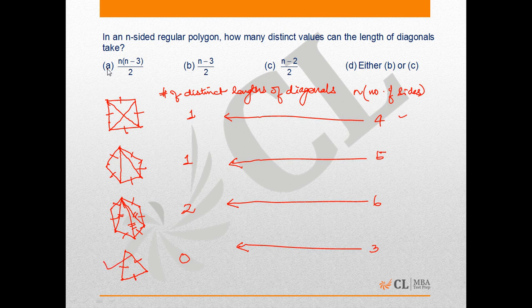Putting n equal to 3, we get this as 0, so A can be the answer. Putting n equal to 3, we can have B as the answer. Putting n equal to 3, C will not give us the answer. Okay, now let's put the value of n as 4.